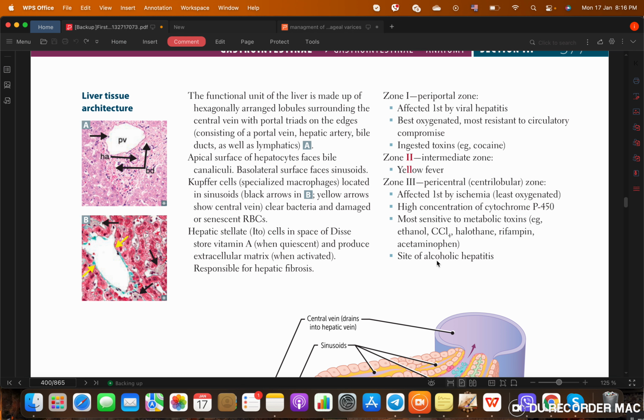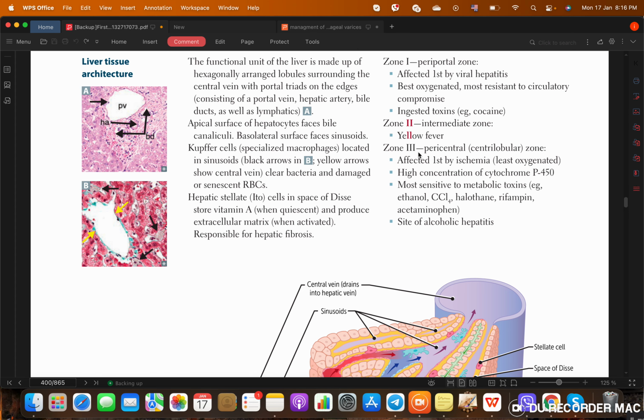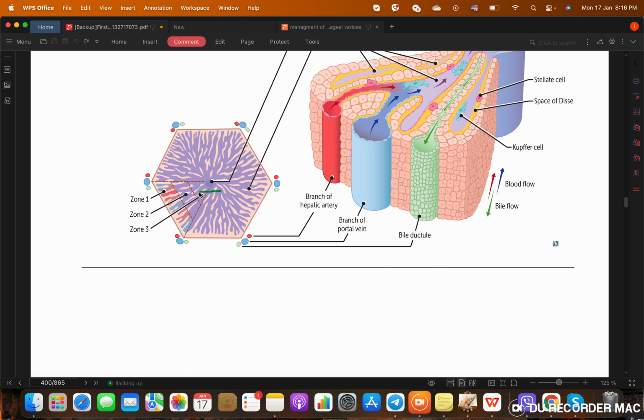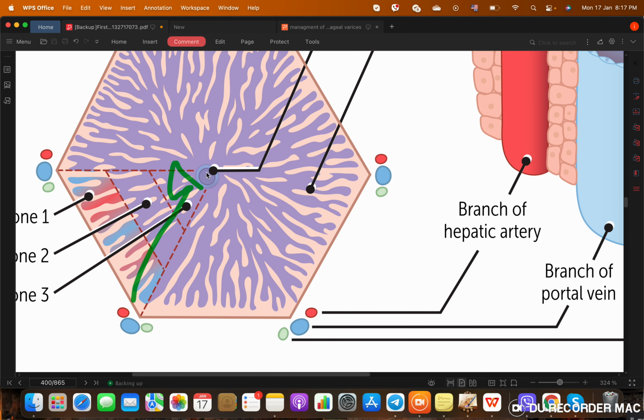Does anybody remember which bug or which mosquito transmits yellow fever? Yes, the Aedes mosquito. Yep. So zone 3 is the very central. It's just around the central vein. It's the most distal area.